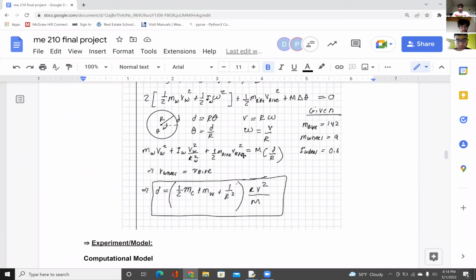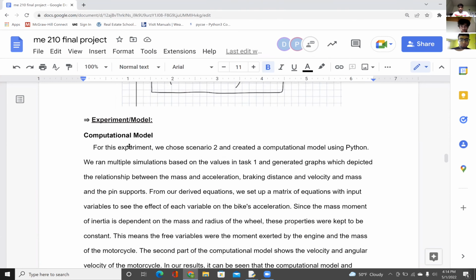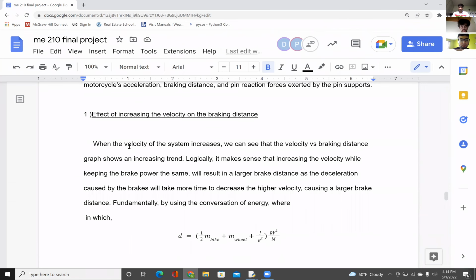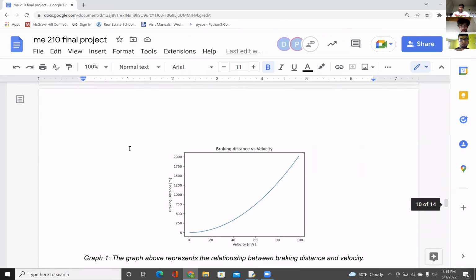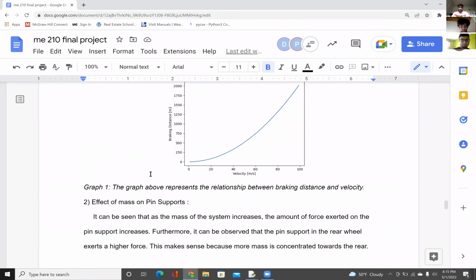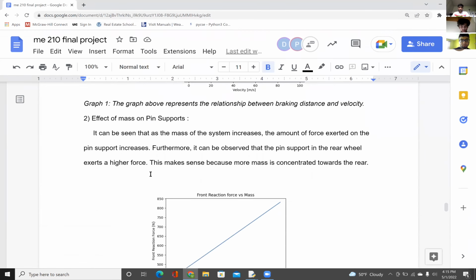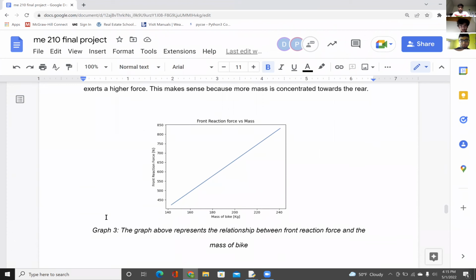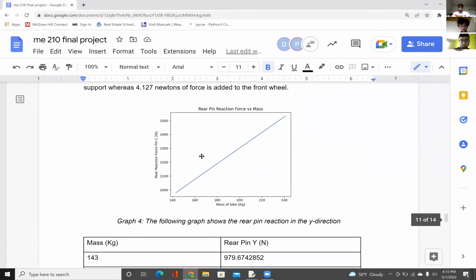Thank you, Usman. Based on our results, we found that increasing the velocity of the bike results in a higher braking distance, based on the upward trend of the graph over here. And when the mass of the system increases, the amount of force exerted on the pin support also increases, based on the upward trend of the graph of this part and this part.